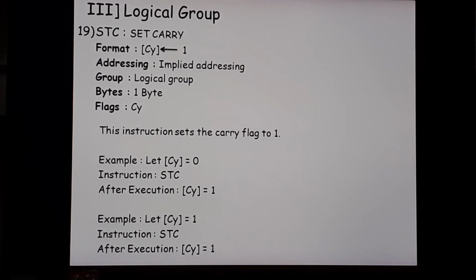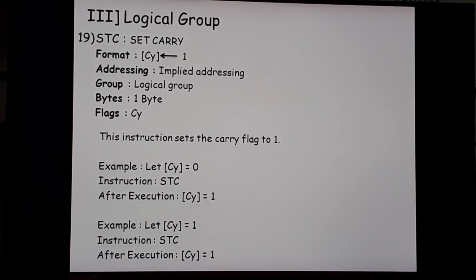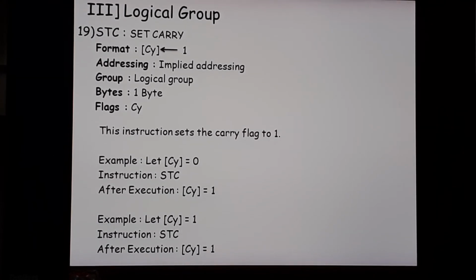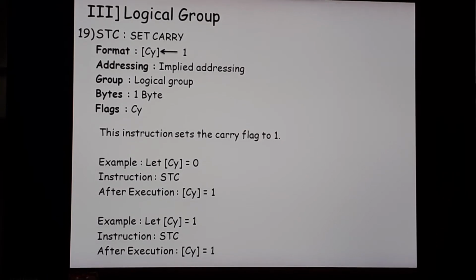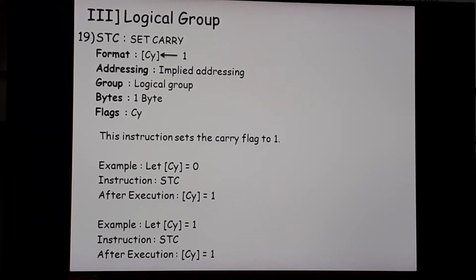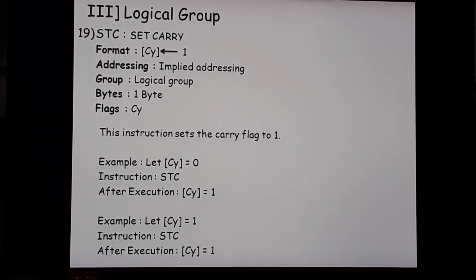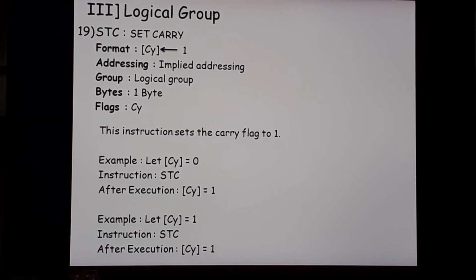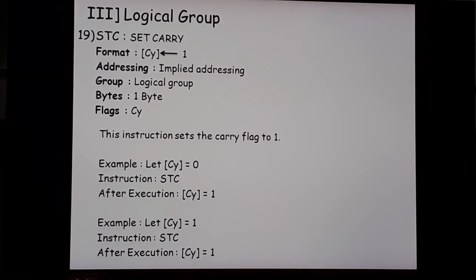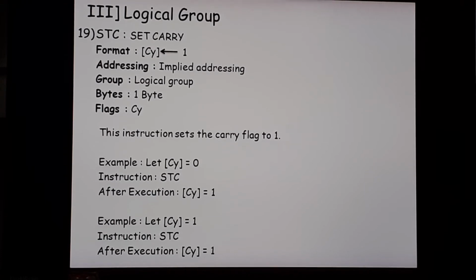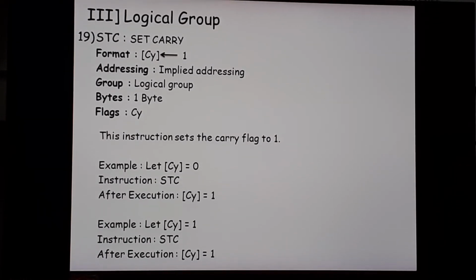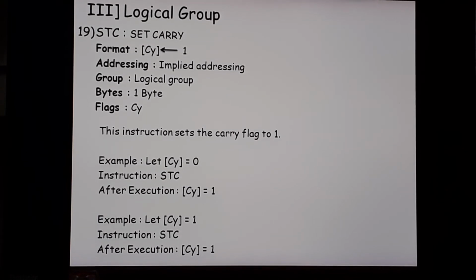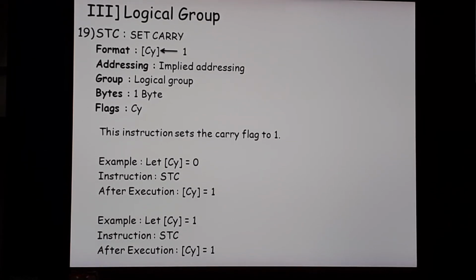The addressing mode will be implied, which is also called implicit addressing mode. Group is logical group. Bytes is 1 byte. All of these 3 instructions, that is CMA, CMC and STC, are of implied addressing mode. Also the rotate instructions, the 4 rotate instructions that we saw, are also of implicit or implied addressing mode. Okay, so the flag that will be affected is only the carry flag. Why? Because we only set the carry flag, no other flags will be affected.